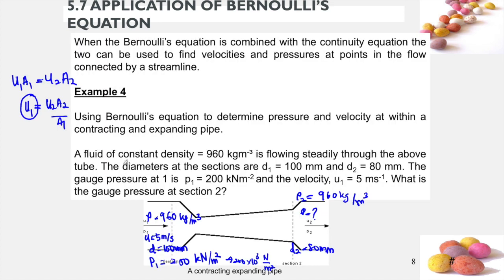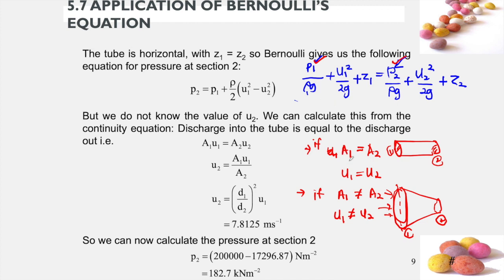As we can see here, the diameter at 1 is 100 millimeter and diameter at 2 is 80 millimeter. Therefore, we cannot use the first condition A1 equal to A2. So we have area 1 is not equal to area 2. Therefore, U1 is not equal to U2. You cannot cancel out. When U1 and U2 are the same, you bring this U2 to the left hand side, then it will cancel out because it has the same velocity value.